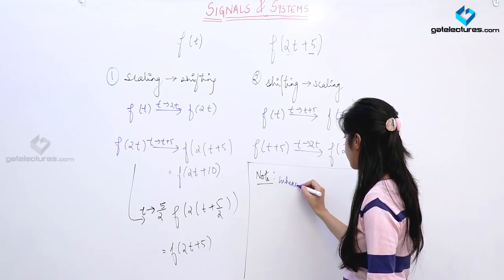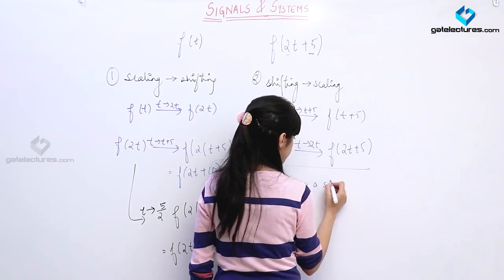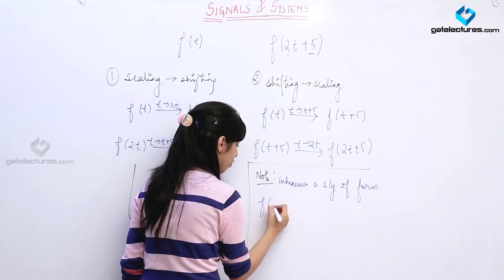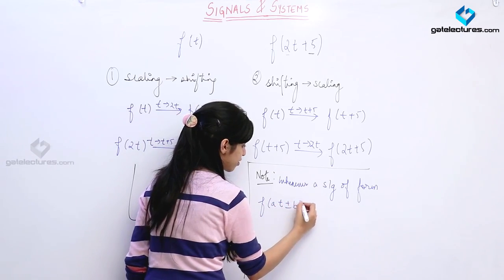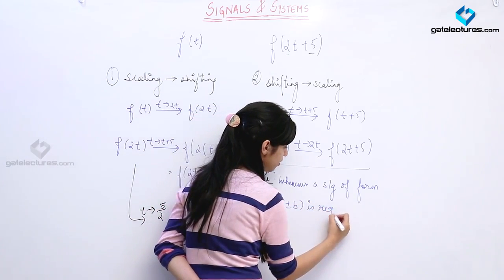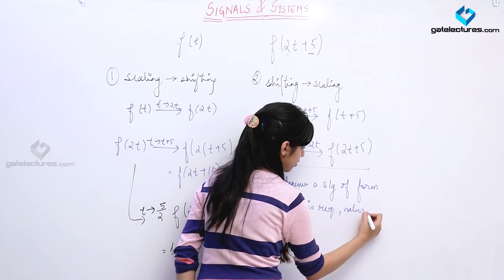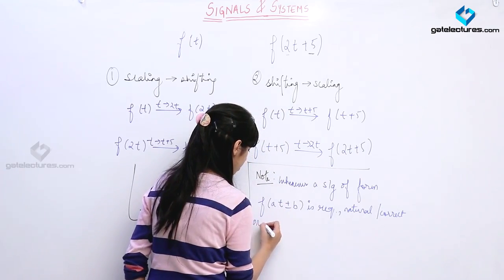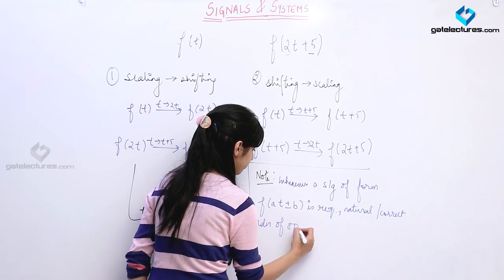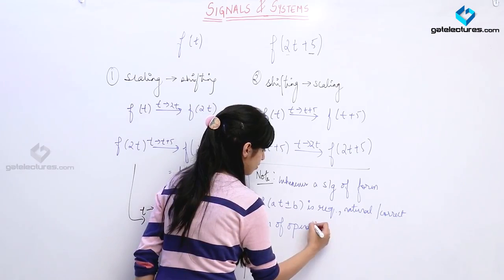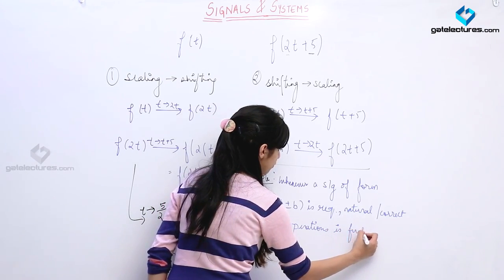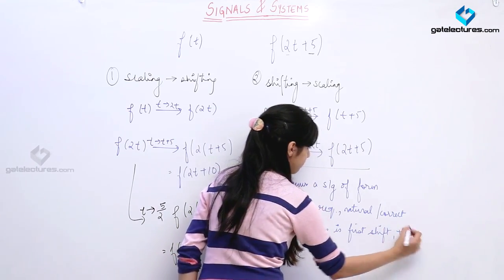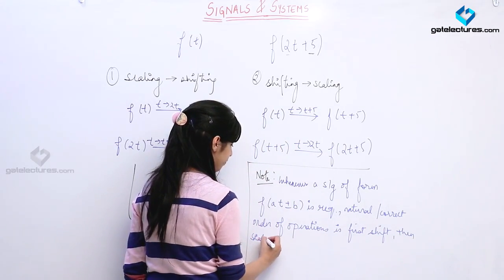Whenever a signal of the form f of at plus minus b is required, the natural or correct order of operations is first shift, then scale. First shift, then scale, okay.